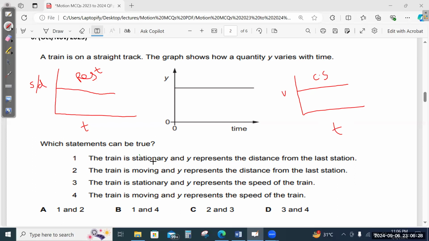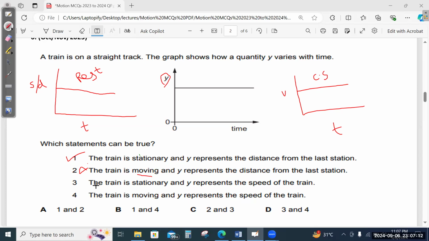First option is the train is stationary when y represents distance from the last station. Yes. If you place your distance as I have told and time is passing, the body will be stationary. This is the correct option. The train is moving and y represents the distance from the last station. No. The train will be at rest only, as I have told you. So this is an incorrect option.